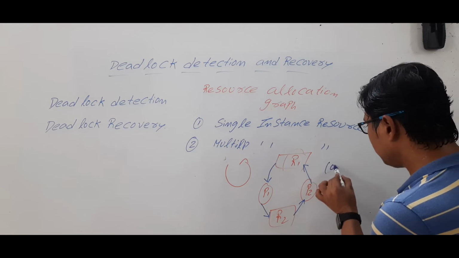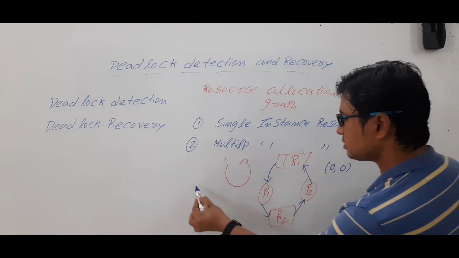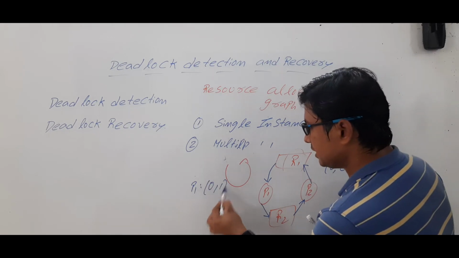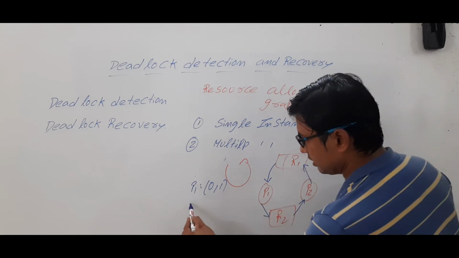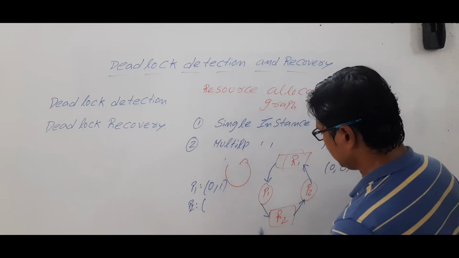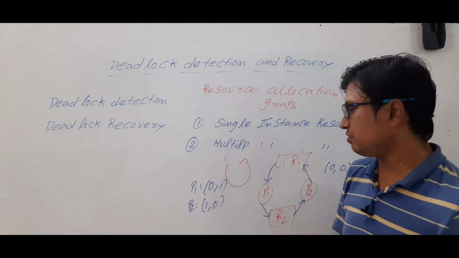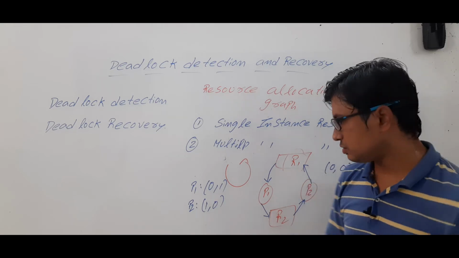Now the current availability of the resources is 0 and 0, but process P1's requirement is 0 1. It is requesting for the resource R2 and it is not requesting for the resource R1. Now process P2's requirement is 1 0, meaning it is requesting for one instance of resource R1, but it is not requesting for the resource R2.